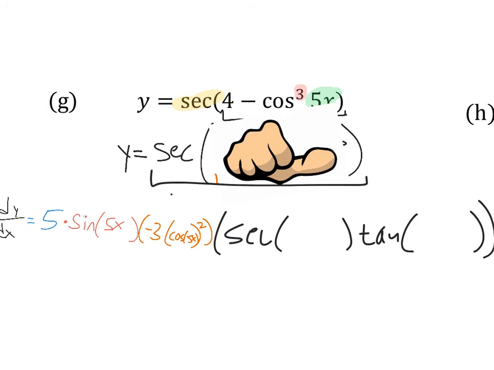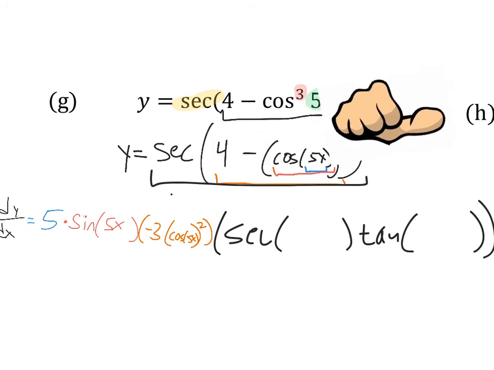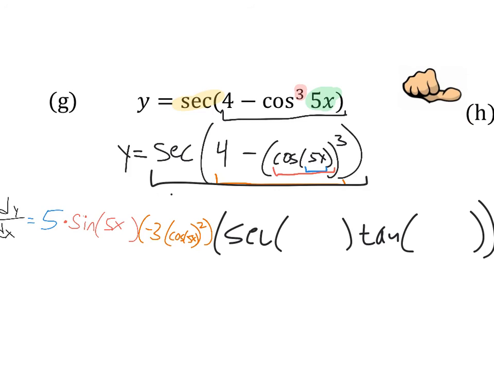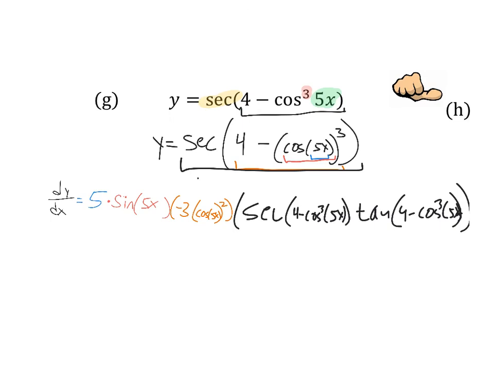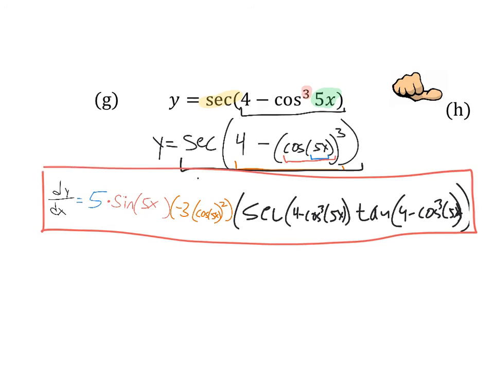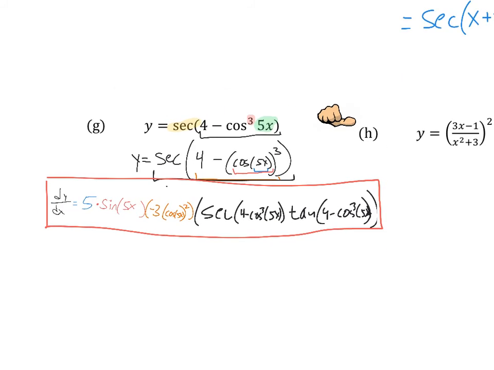Well, what is that blank? Got some issues here. All right, so what is that blank? It's going to be 4 minus cosine cubed of 5x, and that goes in both these places. All right. So there it is. Huge, ugly, but one step at a time, we can make our way through it. Start from the inside and work your way out, and you'll get through it. Okay? So that's a super problem.